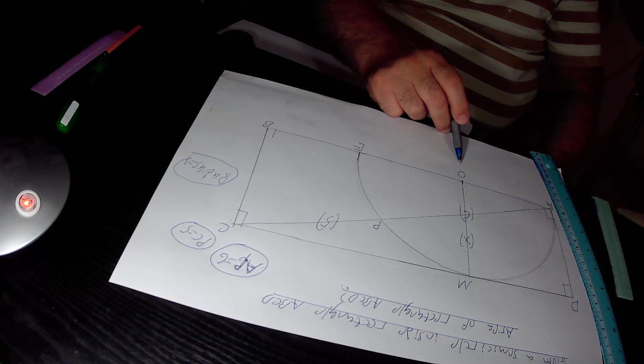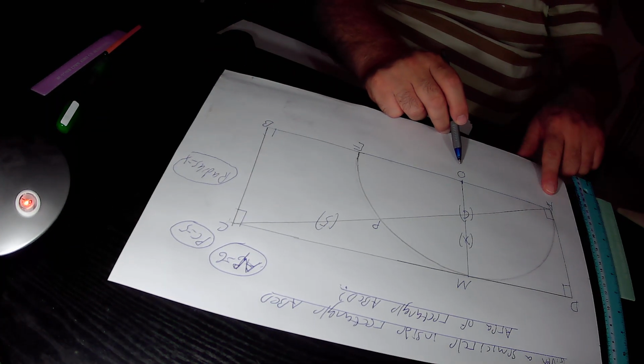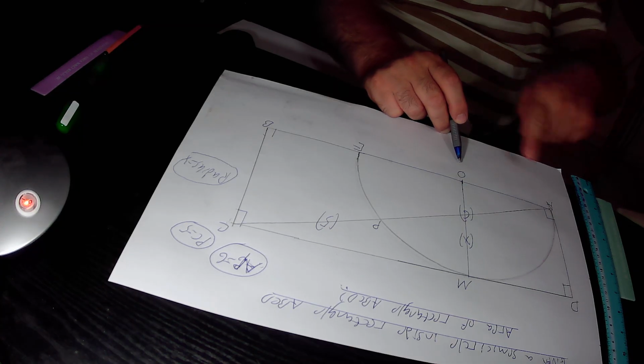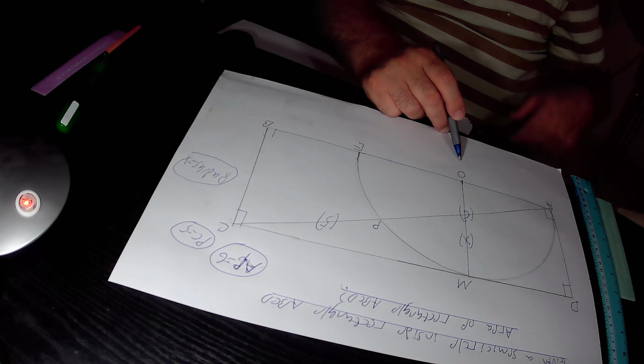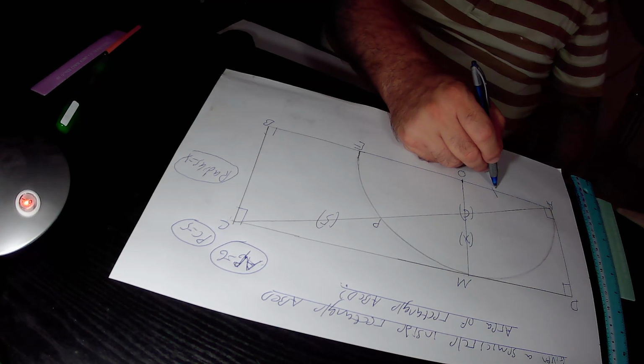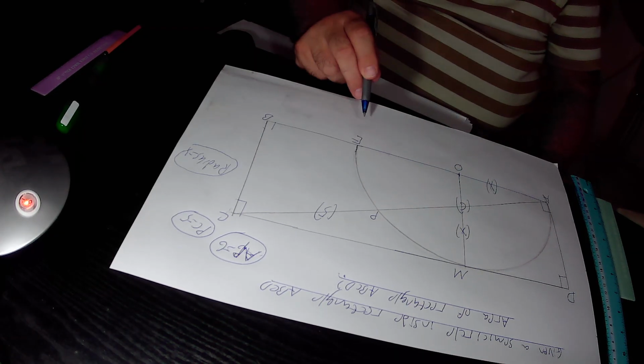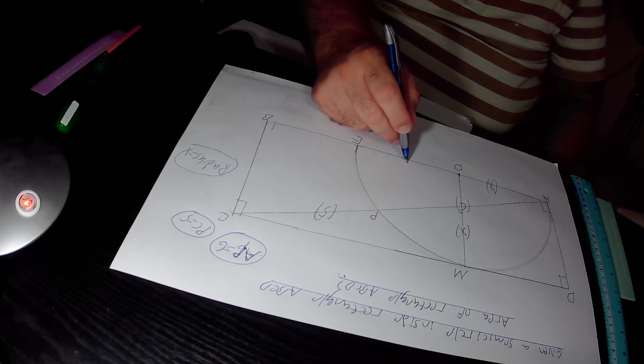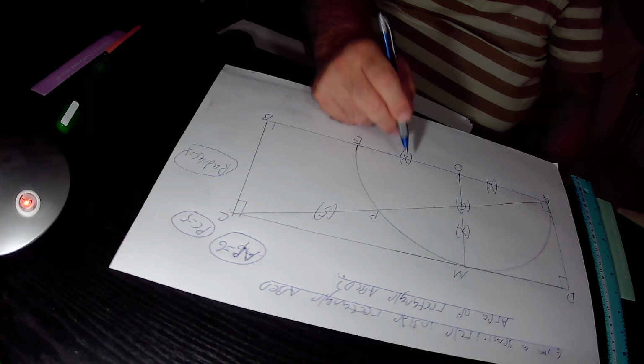Point O is the center of this semicircle. Point A is the point on the semicircle itself. Therefore, OA is also the radius of this semicircle, that is equal to x. Likewise, OE is also the radius of this semicircle, that is equal to x units in its length.